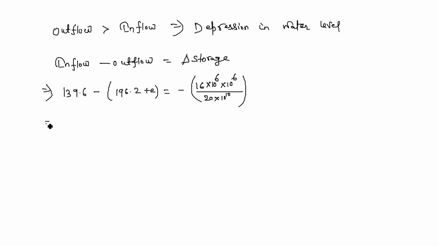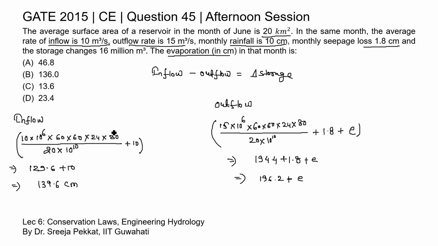When we solve this, we get the value of evaporation as 23.4 centimeter. So, we got the evaporation for this reservoir as 23.4 centimeter. 23.4 is given in option D. So, option D is the correct answer for this question. Thank you.